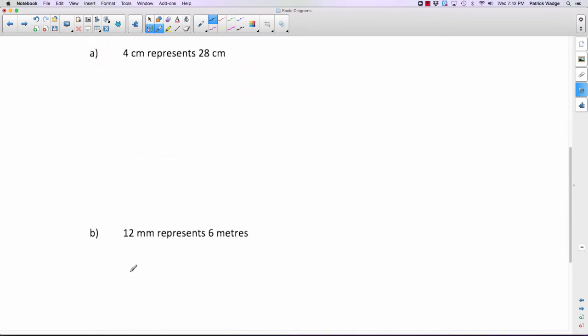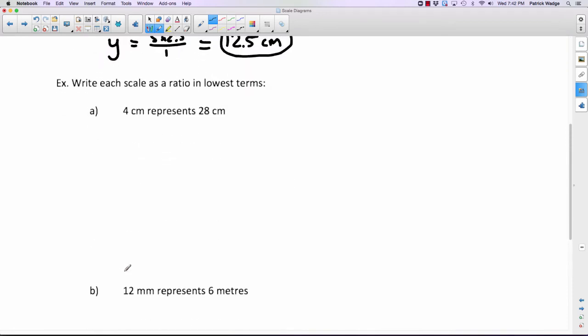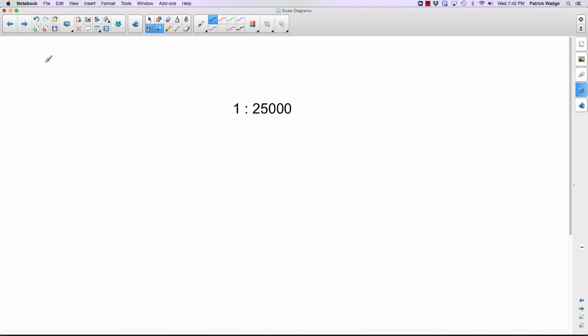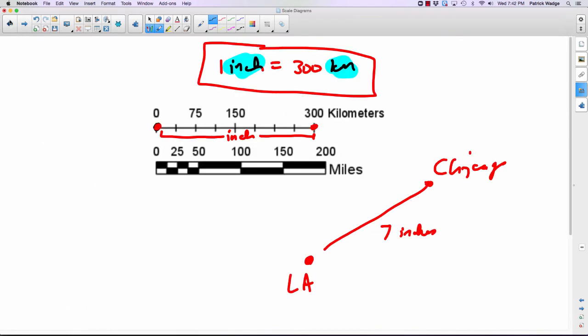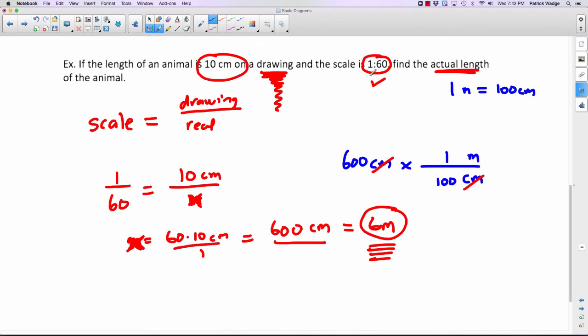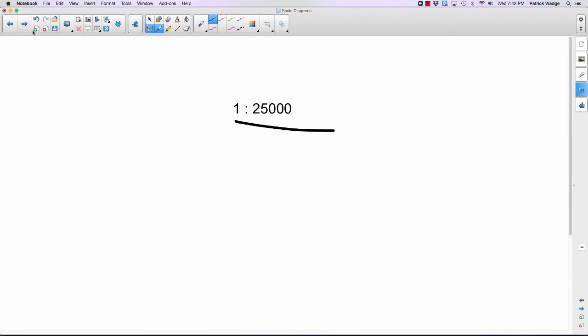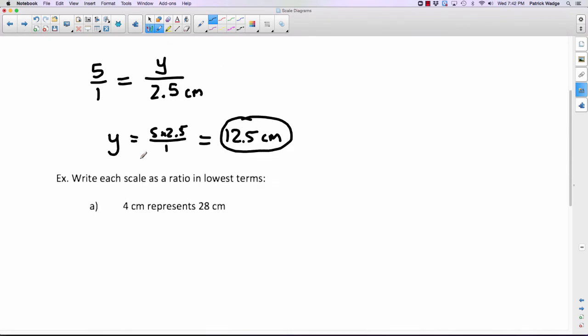Okay, now we're going to write some scales, and we're going to write them as a ratio, right? They're going to look like, for example, this one we had 5 to 1, or in the previous one we had 1 to 60, or in this one, there's an example of a scale. You want it written like that.